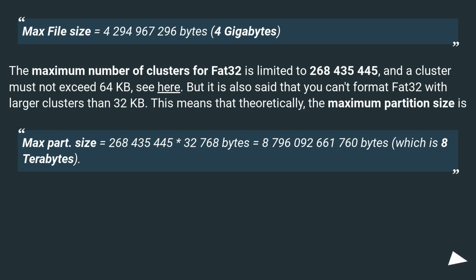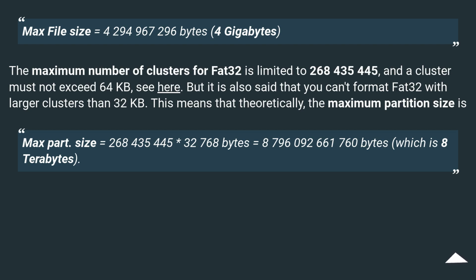Max file size equals 4,294,967,296 bytes, 4 gigabytes. The maximum number of clusters for FAT32 is limited to 268,435,445, and a cluster must not exceed 64 kilobytes. See here. But it is also said that you can't format FAT32 with larger clusters than 32 kilobytes.